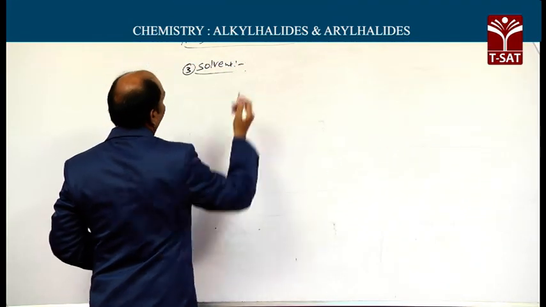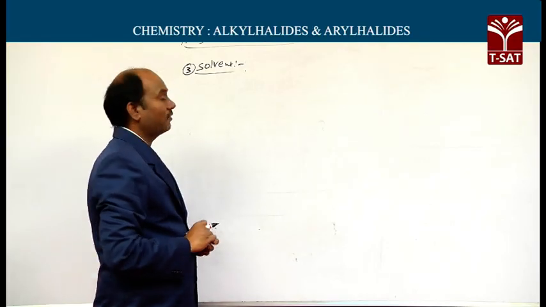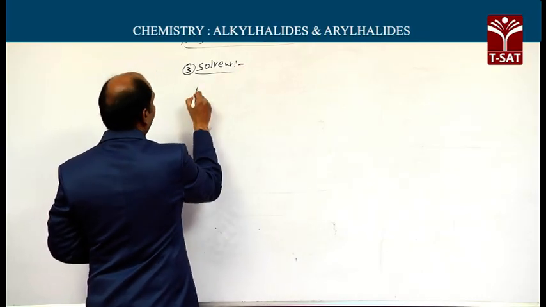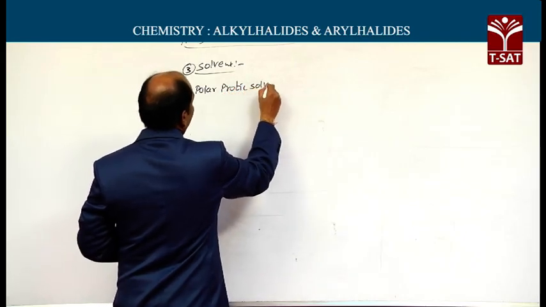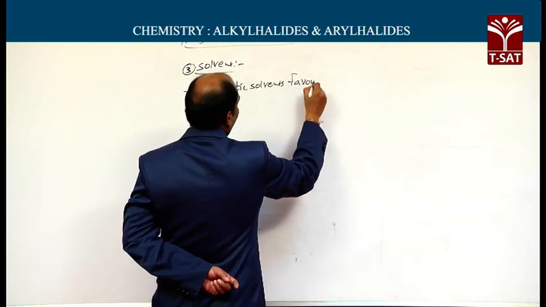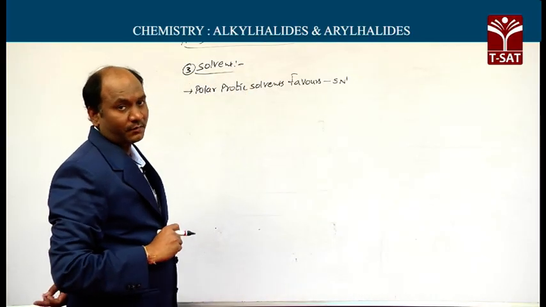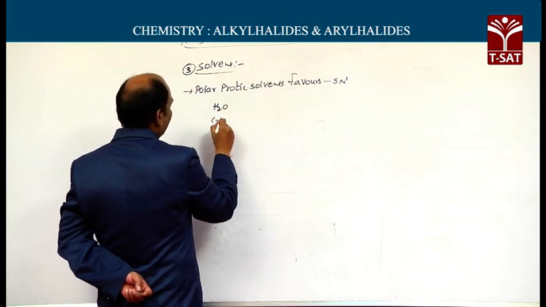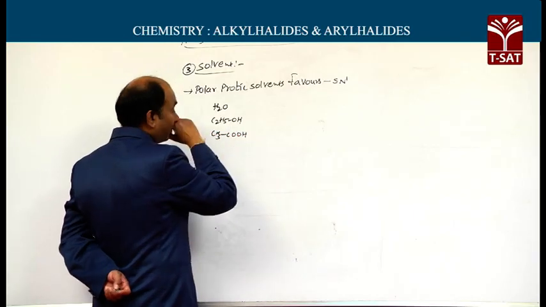How do solvents affect the reaction? Here solvents are of 2 types, that is polar protic solvents and polar aprotic solvents. Polar protic solvents favor the SN1 reaction. Polar aprotic solvents favor the SN2 reaction. Polar protic solvents means H2O, ethyl alcohol, CH3COOH, and these are all polar protic solvents.